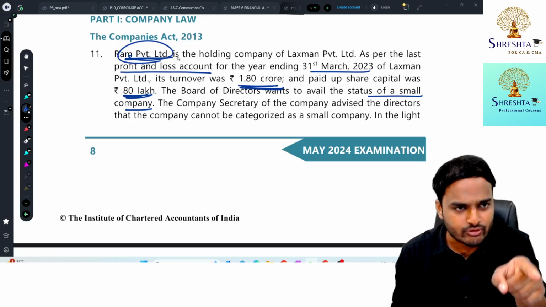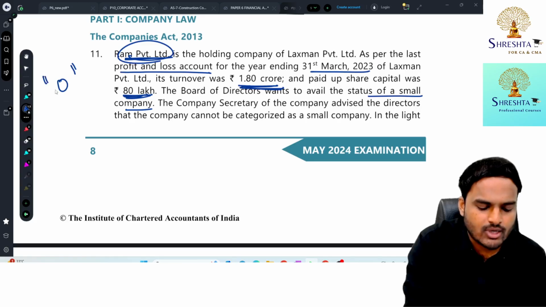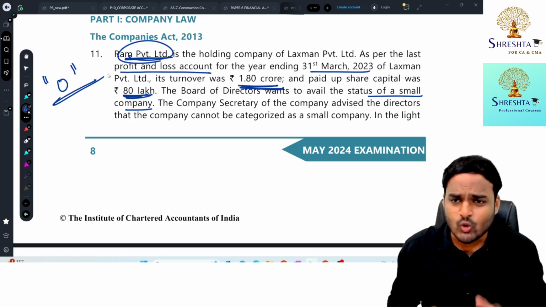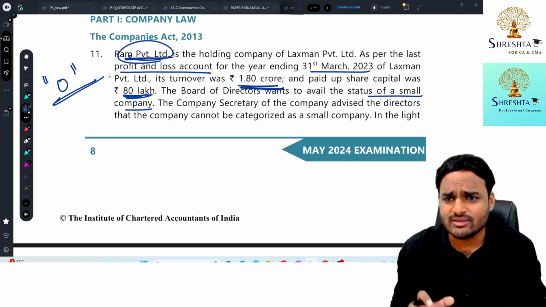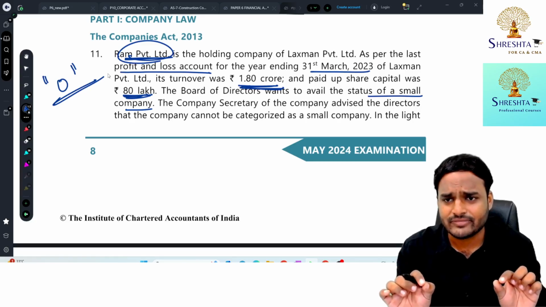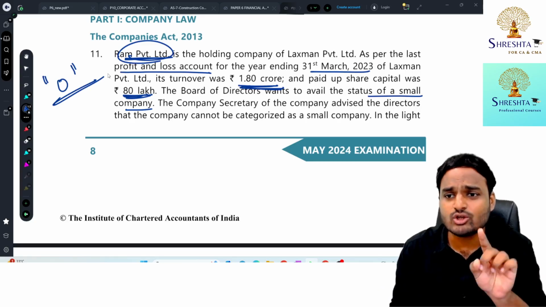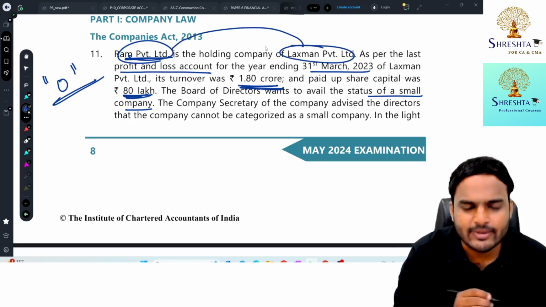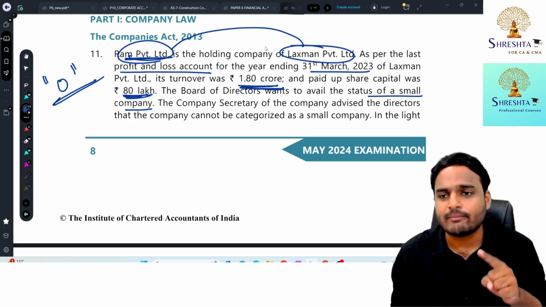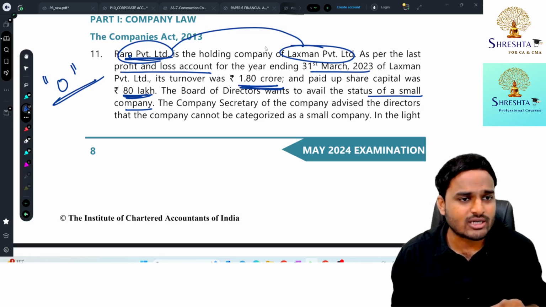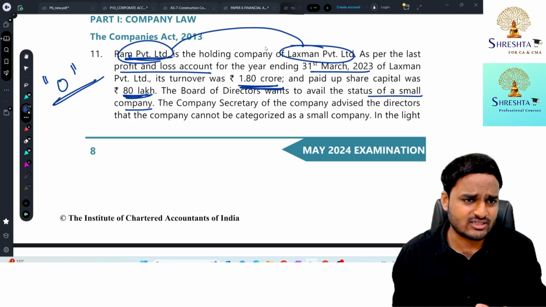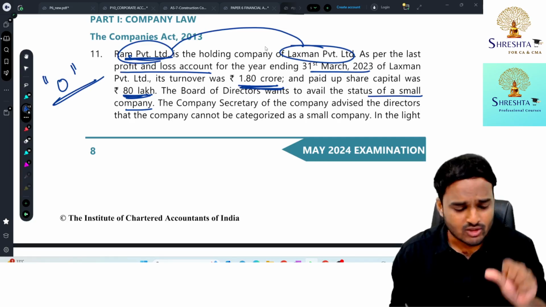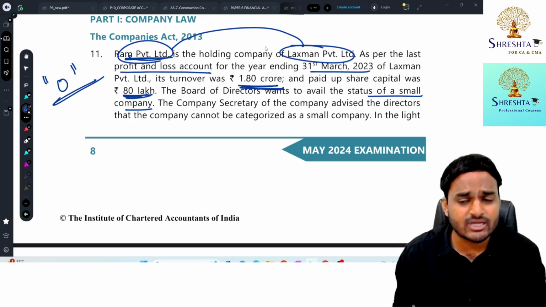Like this, if you write the answer in your examination, you'll definitely end up with getting 0 marks. So don't look at the limits, guys. Read the question completely, at least 2 times, then you'll get clarity. See, if you observe carefully, this is a holding company of another company. Ram Private Limited is holding company of another company. To avail the status of small company, just looking at the limits is not sufficient. Certain categories of companies, even though they satisfy limits, are not considered as small companies: holding company, subsidiary company, Section 8 company, statutory company.